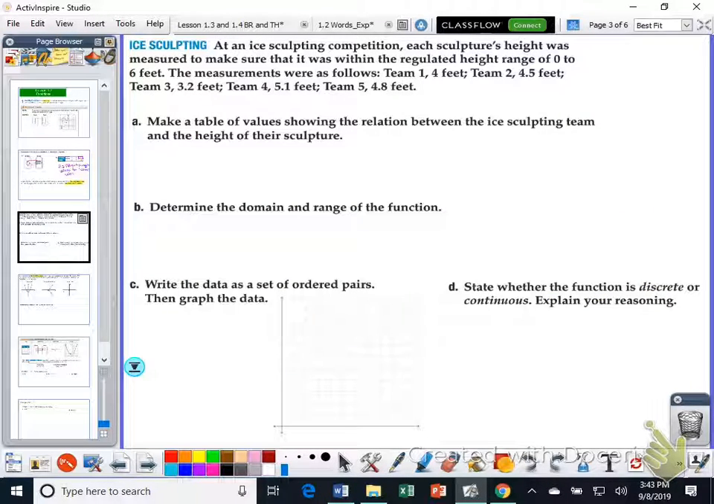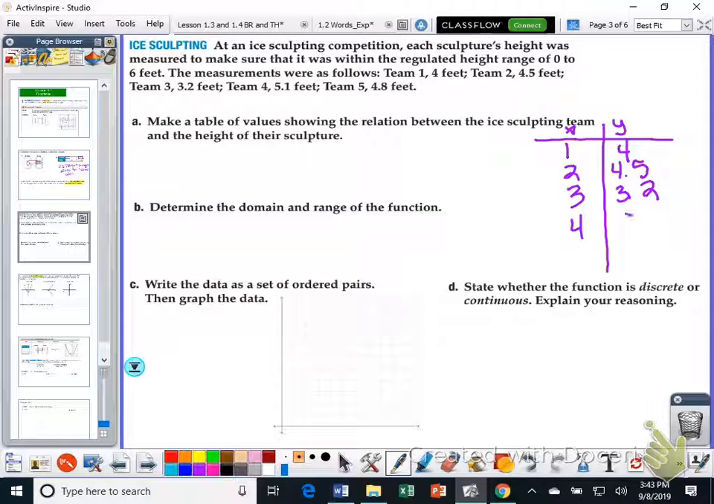At an ice sculpting competition, each sculptor's height was measured to make sure that it is within the regulated height range. So there are the measurements. Make a table of values showing the relation between the ice sculpting team and the height of their sculpture. So again, reviewing your table, we just make an XY table. Team 1 is 4, team 2 is 4.5, team 3 is 3.2, team 4 is 5.1, and team 5 is 4.8. So just make a table of values.